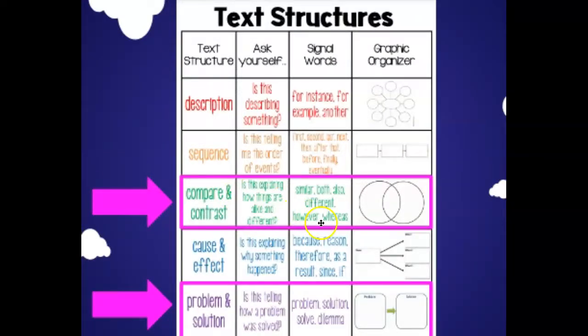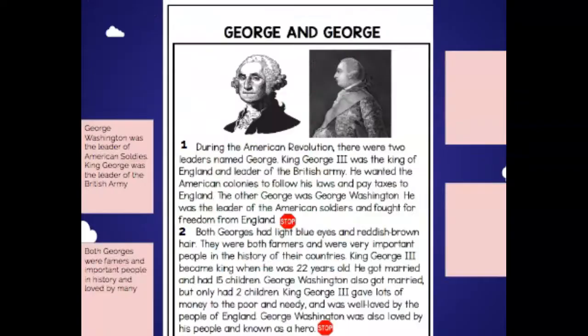So many key words or signal words that the author used was the word both. For example, paragraph 2 starts by saying both Georges had light blue eyes. They were both farmers, so that's another signal word. So right away I can decide that the text structure is comparing and contrasting. Paragraph 1 is giving us the differences, contrasting, and paragraph 2 is giving us the similarities, comparing.